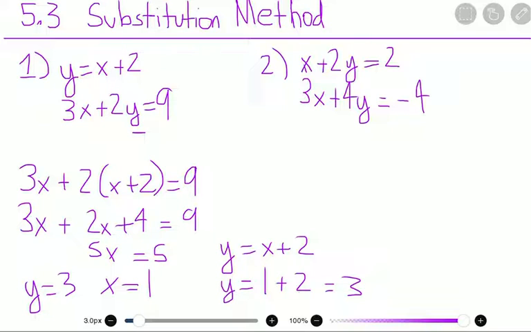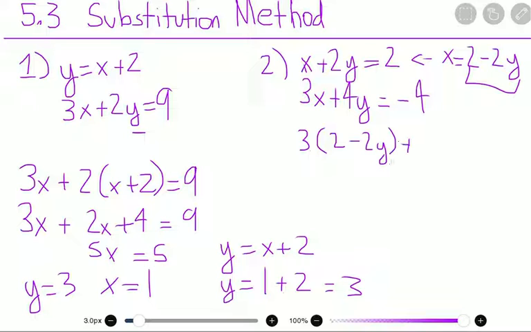We can use the substitution method, but in this problem you can see that no variable is isolated on either side. So what we can first do is change this equation over here and subtract 2y from both sides, and we get x equals 2 minus 2y. Now we can use that and substitute it for x in the other equation. So we get 3 times (2 minus 2y) plus 4y equals -4.